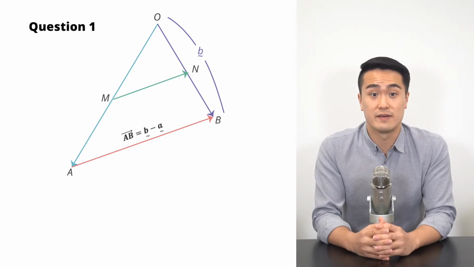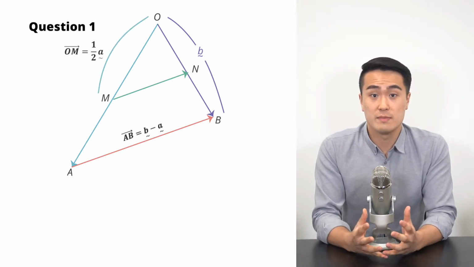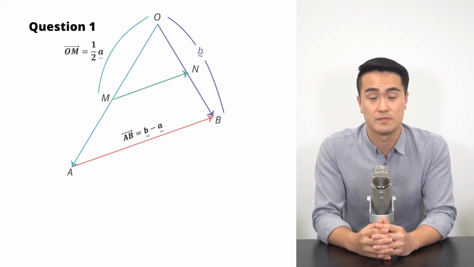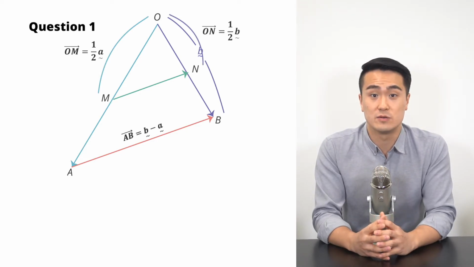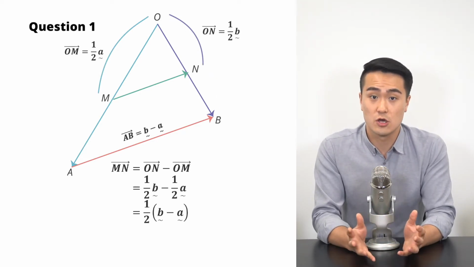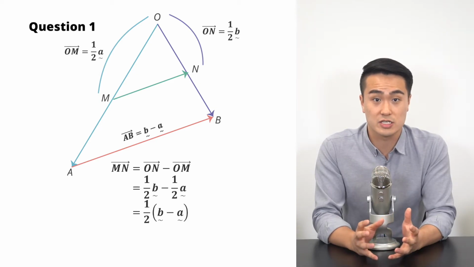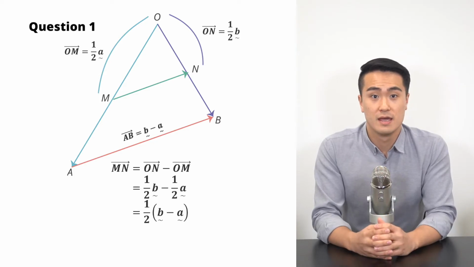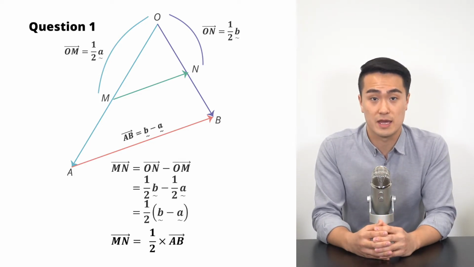Now let's try to find vector MN. OM is equal to half of vector A because OM is half the length but in the same direction as vector A. Similarly, ON is equal to half of vector B. So vector MN is the subtraction of the position vectors ON minus OM. Now, comparing the vectors MN and AB, we can deduce that vector MN is actually half of vector AB.